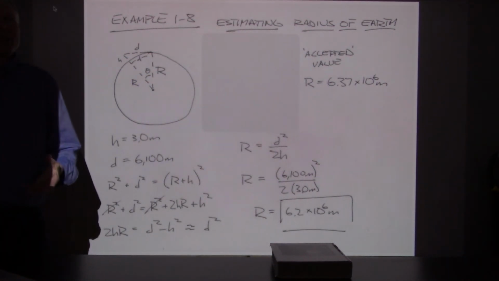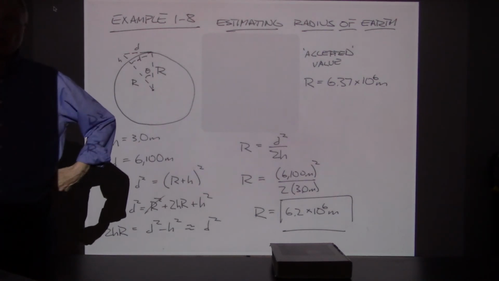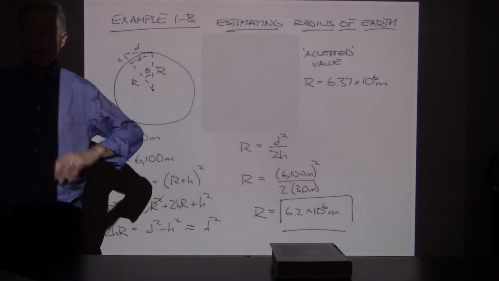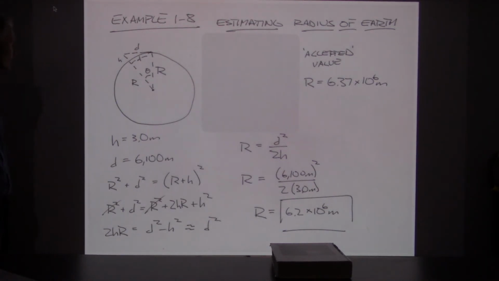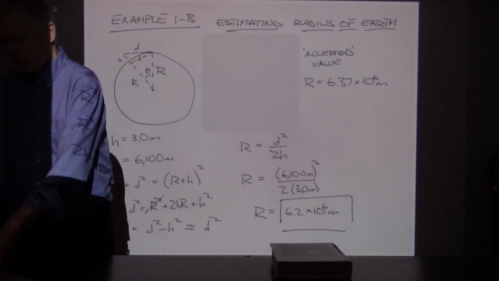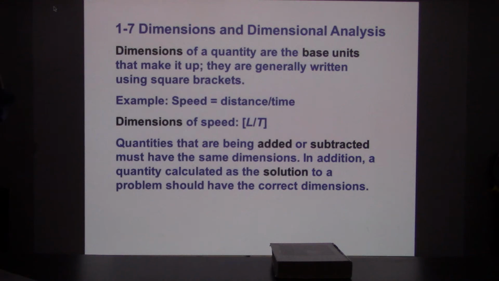Now, the Earth's not a perfect sphere, but the radius of the Earth is measured to be about 6.37 million meters. So they came up with 6.2, which is actually pretty good if you can stand on a stepladder and look out over a lake and estimate the radius of the planet Earth reliably. But that's what they're claiming they've done in this example. Anyway, again, it's just getting to think about what measurements mean and how measurements are carried out.